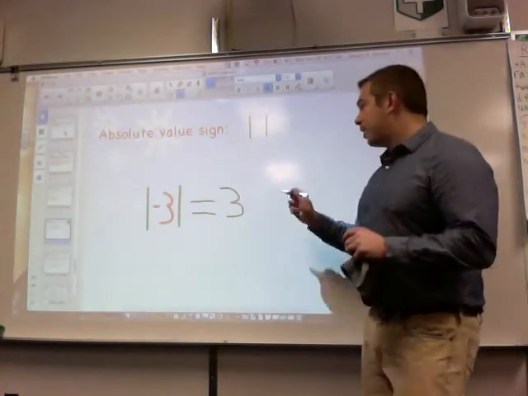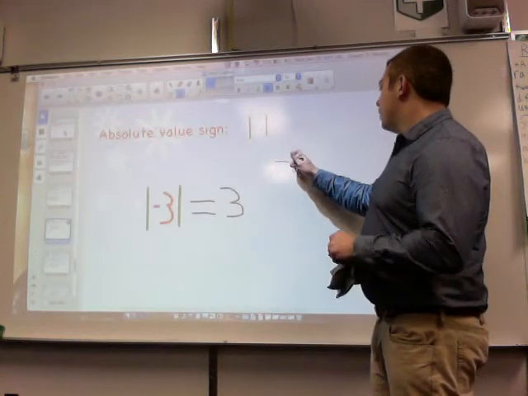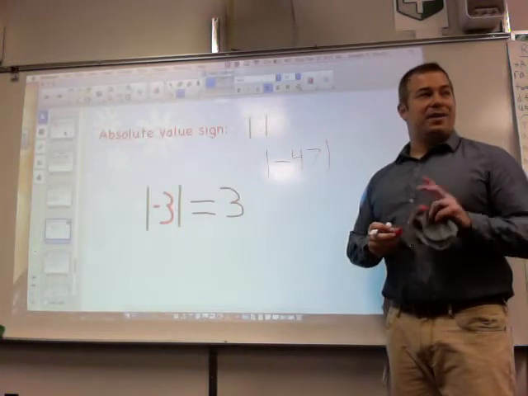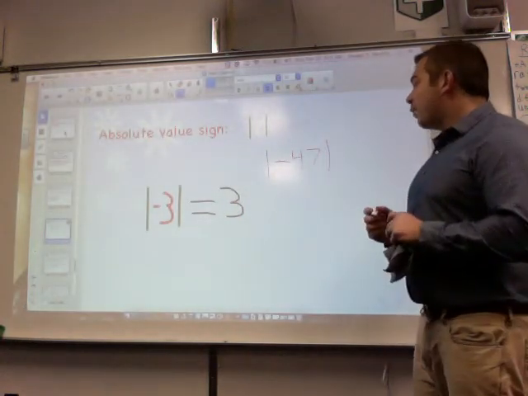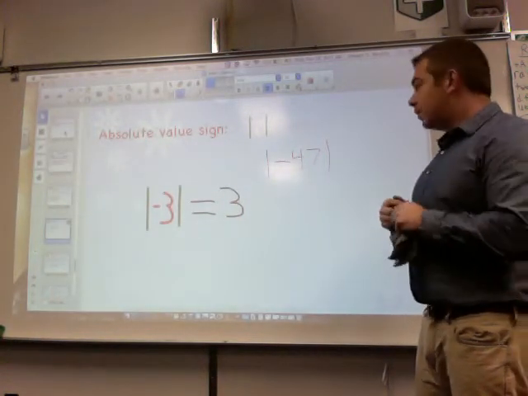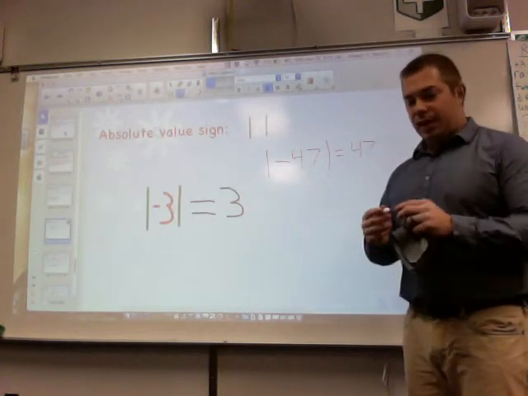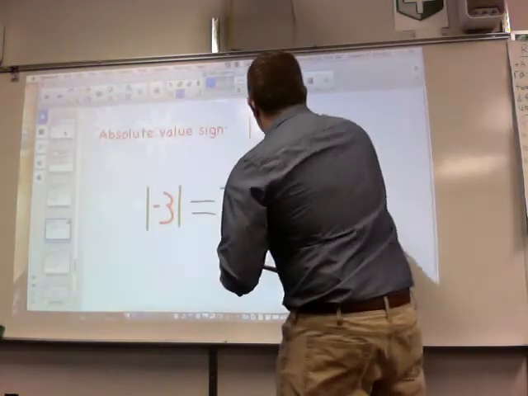I could do another example right here. How about negative 47? What is the absolute value of negative 47? Well, it is 47 hops away from 0, so the absolute value of negative 47 is 47. Okay? Let's look at a couple more examples on here.